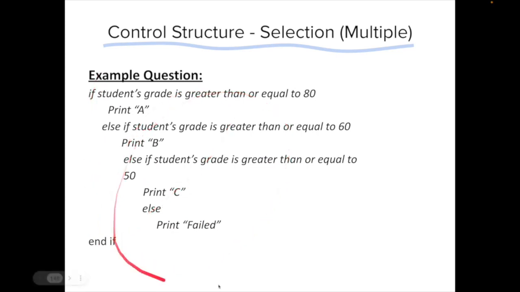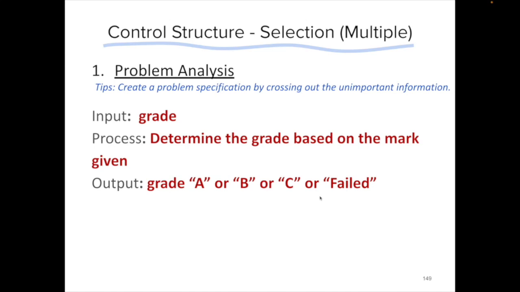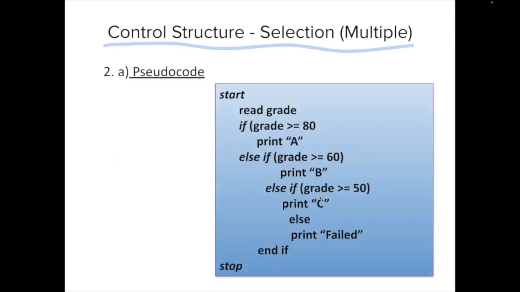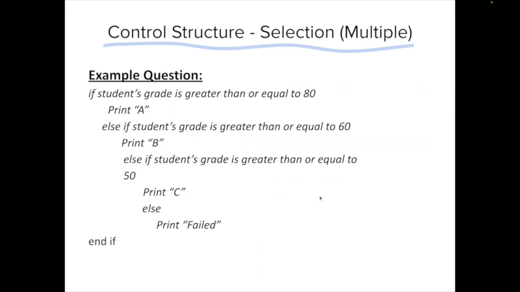Agak-agak berapa banyak kita punya condition dalam ni? Is it 1? Is it 2? Is it 3? The answer is 3. Tapi kita tengok dulu problem analysis. So the problem analysis dia kat sini. Okay. Output dia ada 1, 2, 3 dan 4.